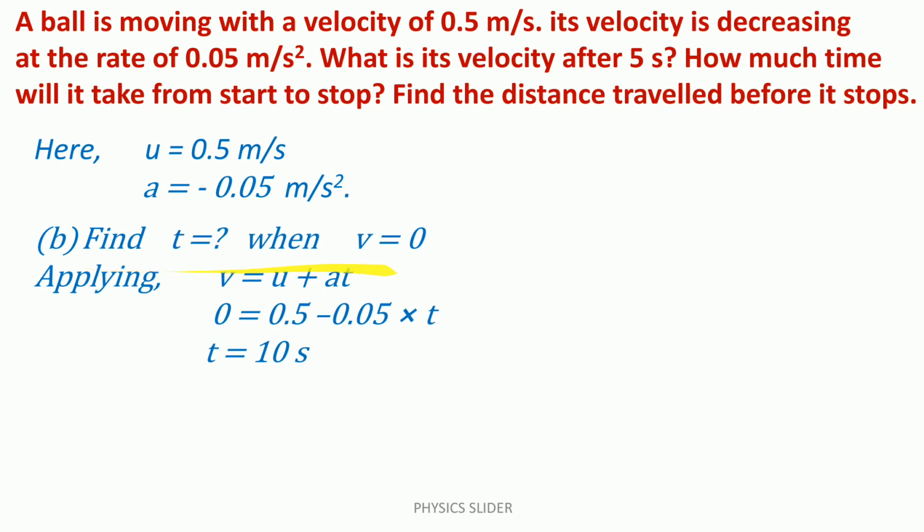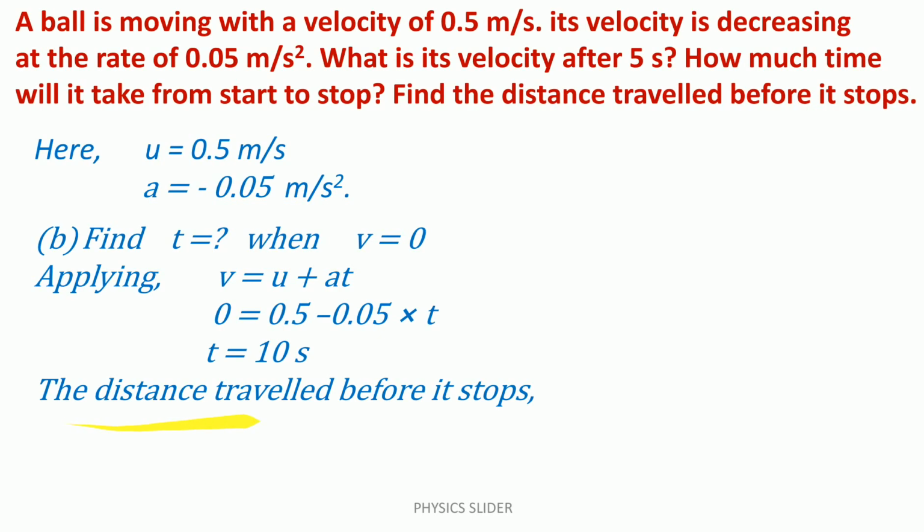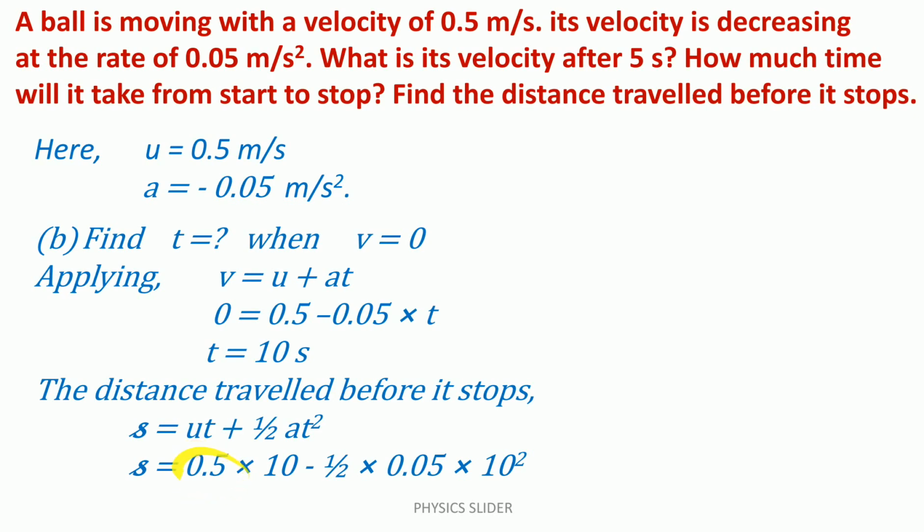So with the help of this data, we will apply the equation of motion to find the distance traveled. The distance traveled before it stops is given as s is equal to ut plus half at square. Put the values in this equation of motion. u is 0.5, time is 10, half, the acceleration is minus 0.05, that's why this minus comes here, into the time is 10 whole square, so this is 10 square. Solving this expression we will get s is equal to 2.5 meter. This is our answer.